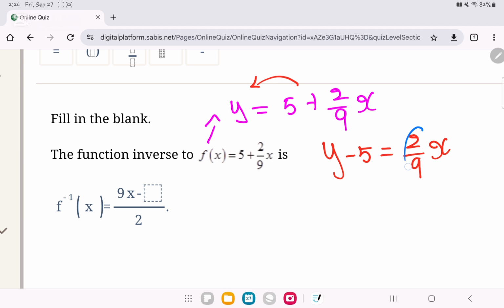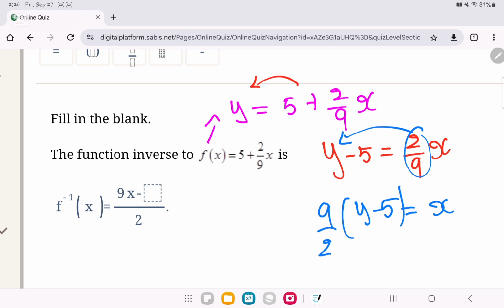Now we need x alone. So we're gonna move 2 over 9 to the other side. So y minus 5 is equal to x. We said anytime we're moving a fraction to the other side, okay, it's gonna flip. So times 9 over 2. So it's gonna be 9 times y minus 5 over 2, which is then 9y minus 45 over 2.